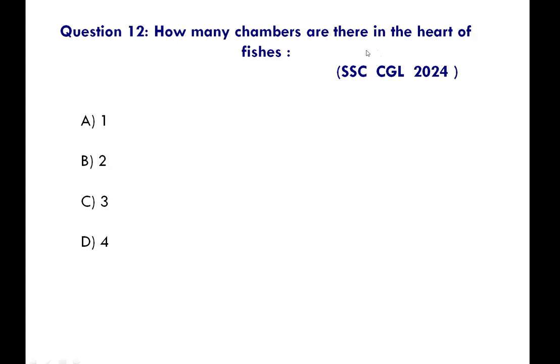How many chambers are there in the heart of fishes? And the options are 1, 2, 3, or 4. So there are 2 chambers in the heart of fish.